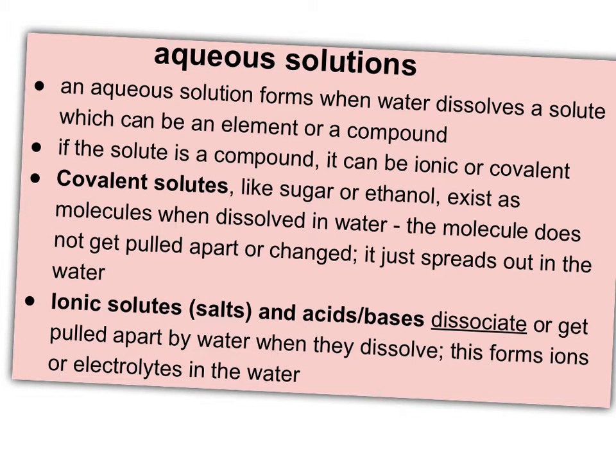But ionic solutes, which are referred to as salts, and this includes what we think of as salt, NaCl, as well as acids and bases, which are technically covalently bonded together, they undergo a change. They dissociate or get pulled apart by the water molecule because they have a positive and a negative end to them, a positive and negative ion. And so then these ions spread out in the water, and this is what we think of as electrolytes.